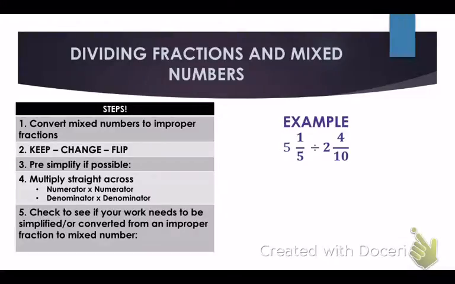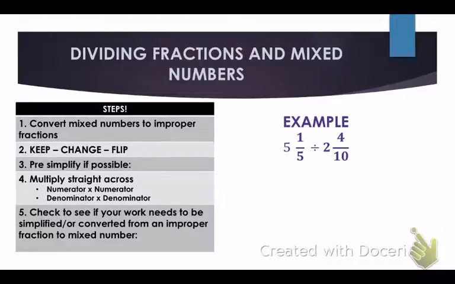Okay, here are our steps. Step number 1, you need to convert mixed numbers to improper fractions. Step 2, we're going to use a process called keep, change, flip, or KCF. Keep, change, flip. Sounds like KFC, but without the chicken. Step 3, pre-simplify if possible. 4, we're going to multiply straight across. And 5, we need to check to see if it needs to be simplified or converted from an improper fraction back to a mixed number, which is going to happen quite a bit.